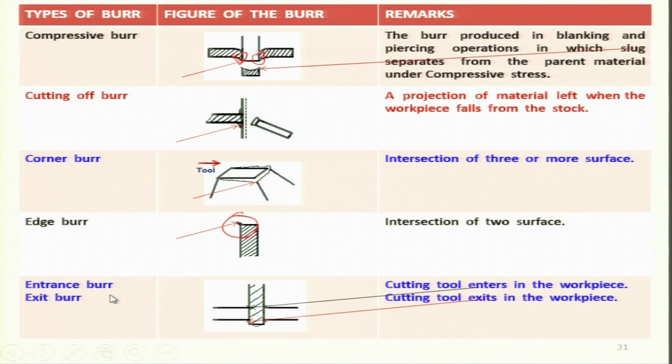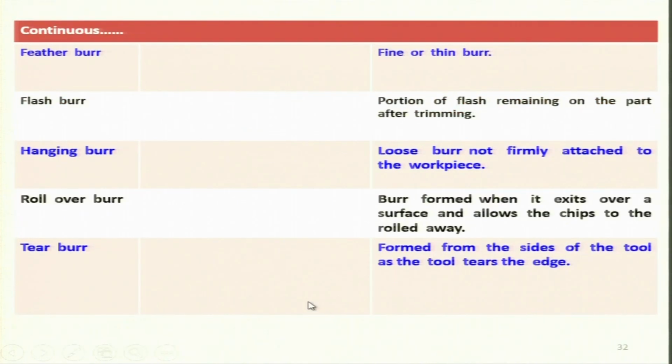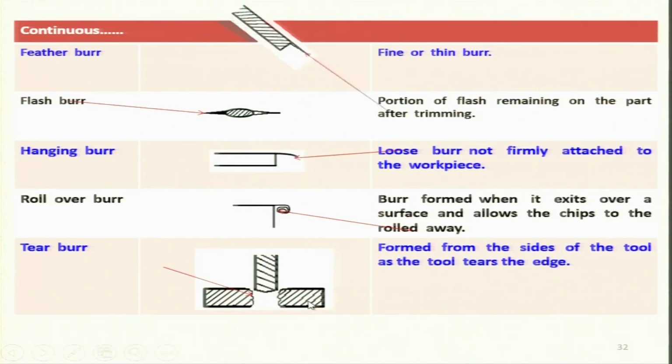And then you have the entrance burr and exit burr. Entrance burr is the one where the drill is entering the surface, and this is the entrance burr, and where the drill is exiting the surface, this is the exit burr. So at both the ends, exit and entrance, you can have the burr. Then you have the feeder burr, as shown over here very clearly. This is the feeder burr, and then you have the flash burr.